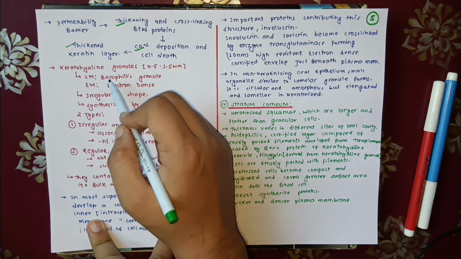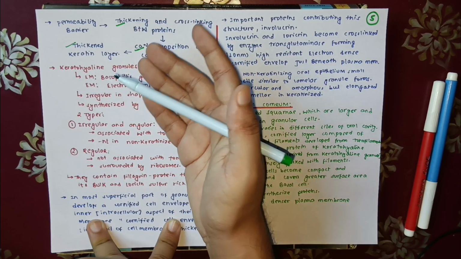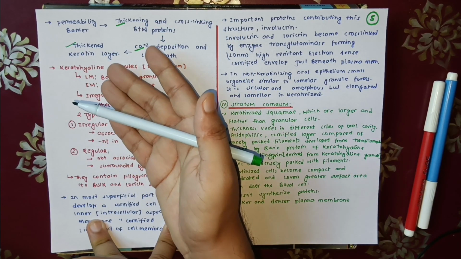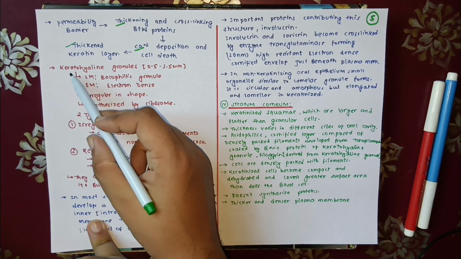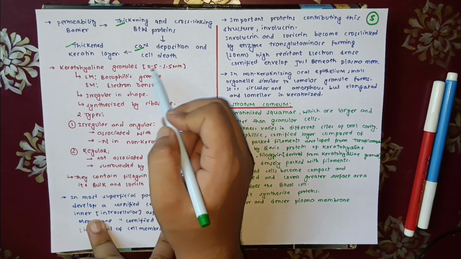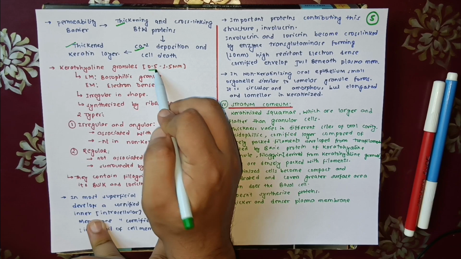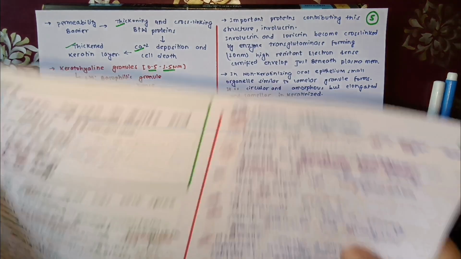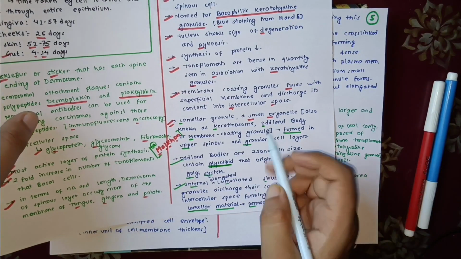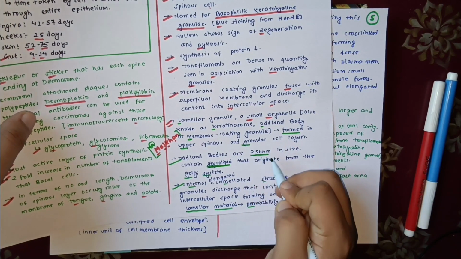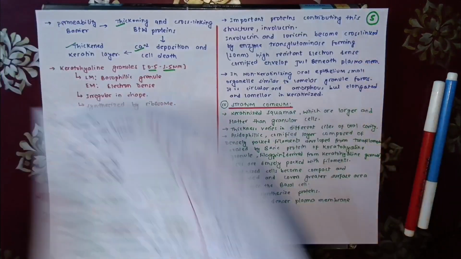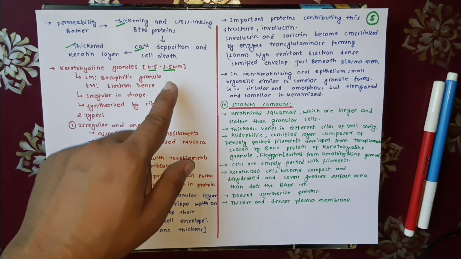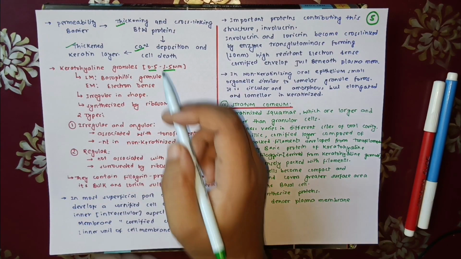Okay, and this is an important granule, the basophilic keratohyaline granule. That is the most important granule present in this layer, so we will discuss that granule. The keratohyaline granule is 0.5 to 1.5 micrometer, but the Odland bodies were 250 nanometer in size. These data are important, so you can remember them. So, 0.5 to 1.5 micrometer in dimension.